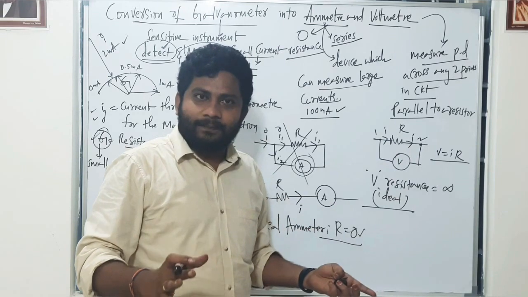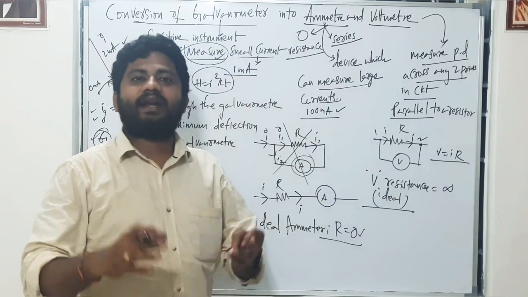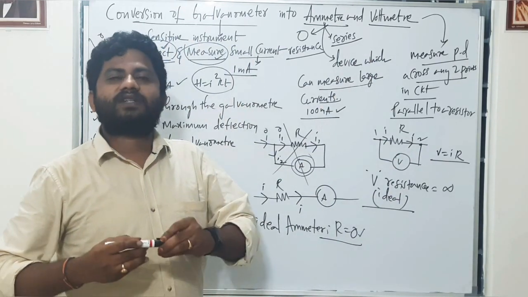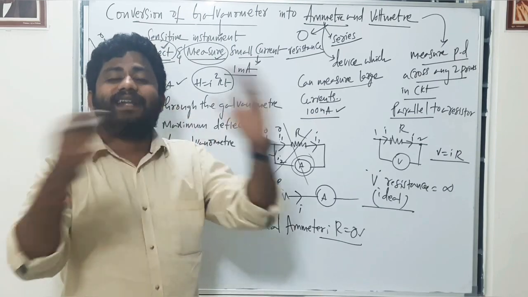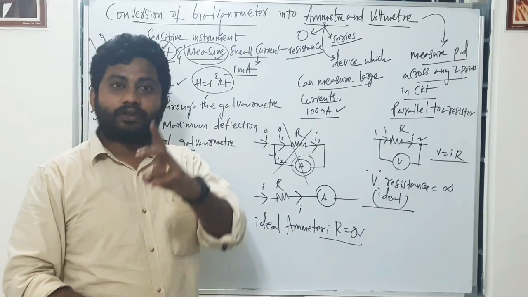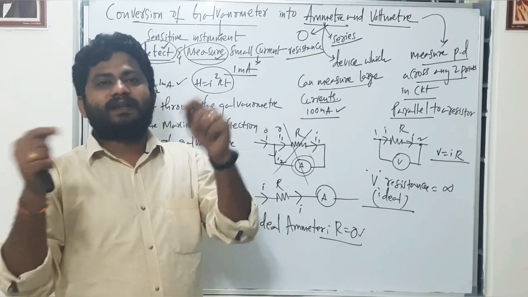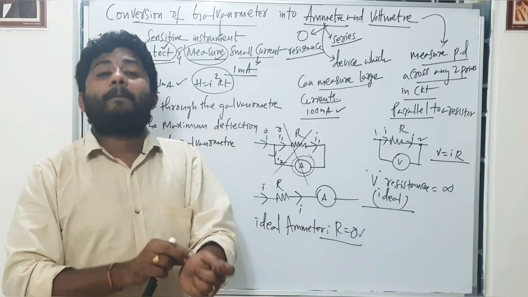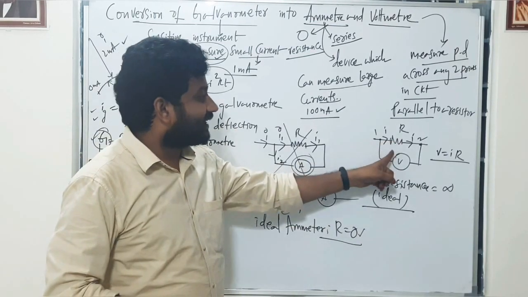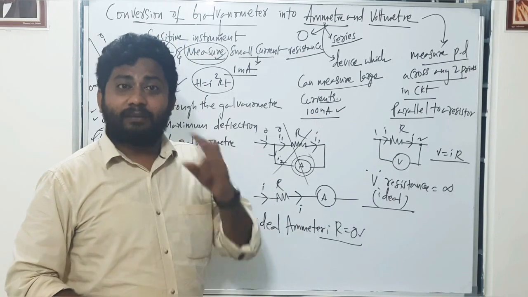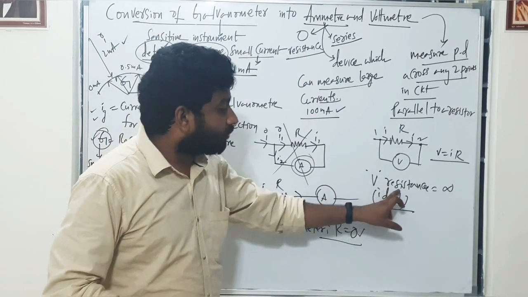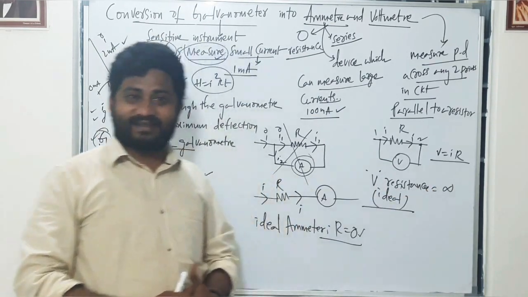Understand? Clear? So what are the points we have to understand about the voltmeter? Number 1, it is used to measure the potential difference across any 2 points in the circuit. Number 2, the voltmeter must be connected in parallel combination with a resistance in a circuit. And number 3, an ideal voltmeter must have infinite resistance.